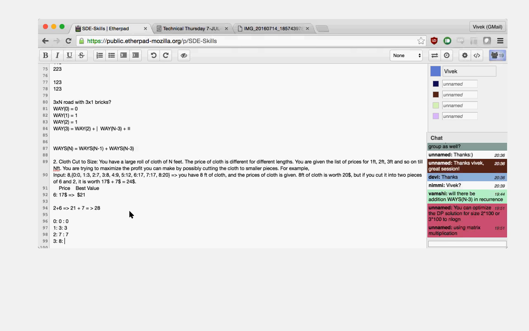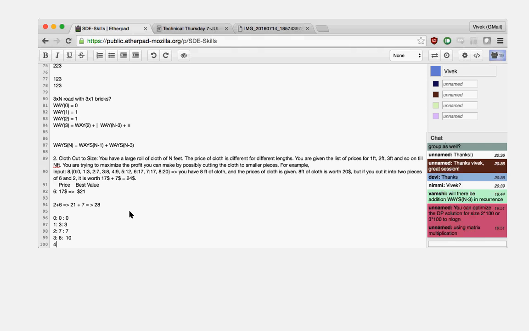No, 2 plus 1 is 10. So if I cut it, if I make it 2 plus 1, then the best I can make is 10. If I do 1, 1, 1, then the best I can make is 9. If I leave it as is, I'll make 8. So obviously, I'll take 10. Okay. Now for 4, what is it?